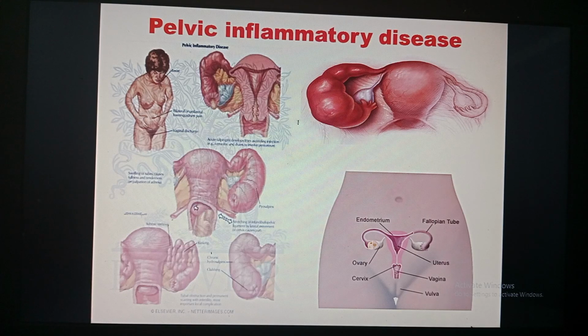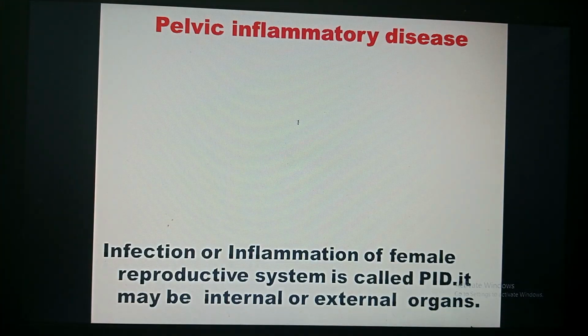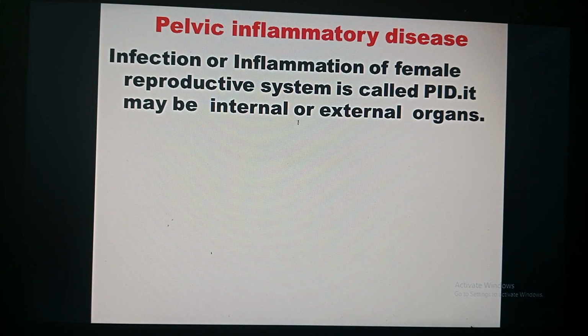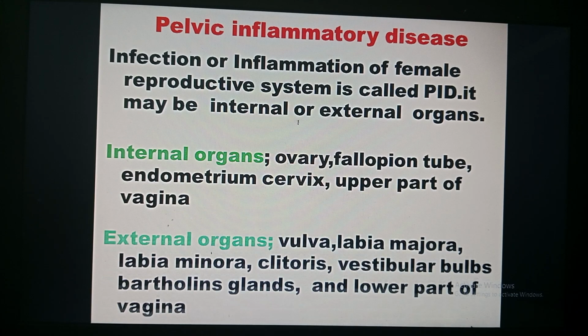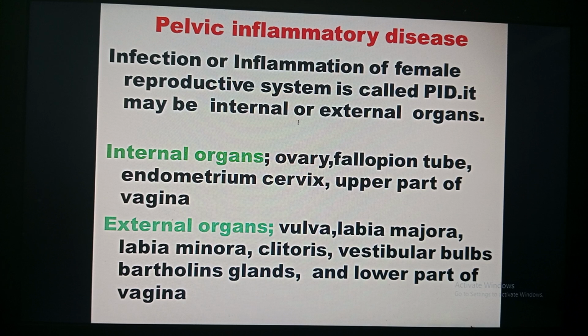Pelvic organs are otherwise called the female reproductive organs. So PID means infection or inflammation of the female reproductive system. It may affect internal or external organs. The female pelvic organs are divided into internal organs as well as external organs.